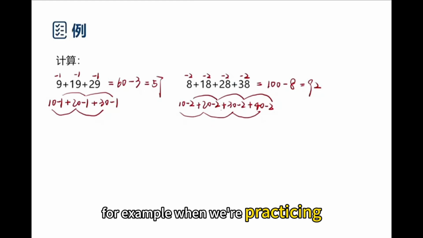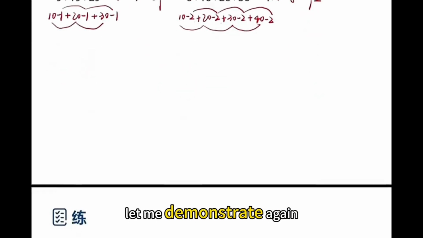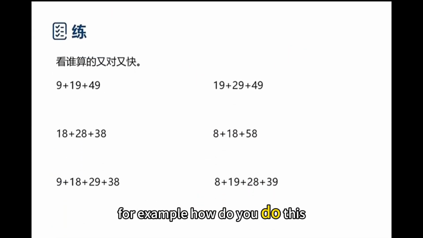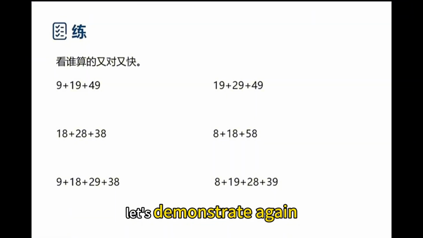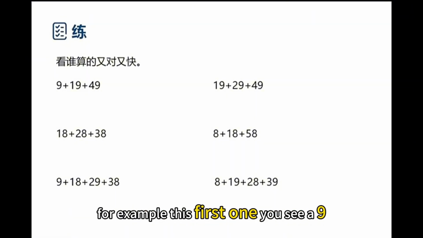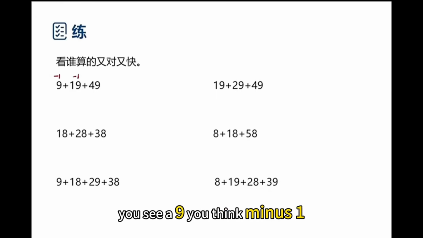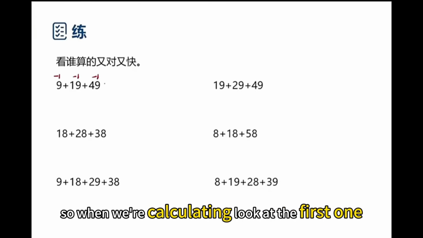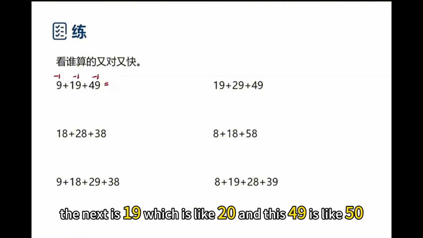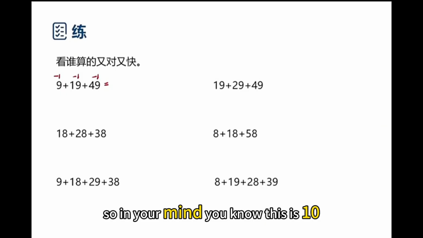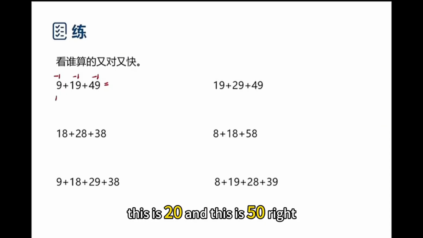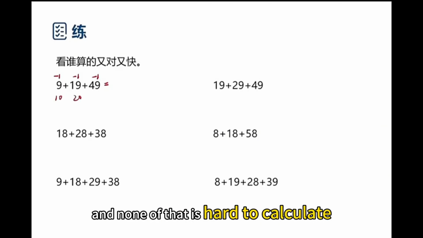For example, when we're practicing, let me demonstrate again. For example, how do you do this? I'll do 2, and you do 4. Okay, let's demonstrate again. For example, this first one, you see a 9, you think minus 1. So when we're calculating, look at the first one. This is 9. The next is 19, which is like 20, and this 49 is like 50. So in your mind, you know this is 10, this is 20, and this is 50. Right. And none of that is hard to calculate, right?